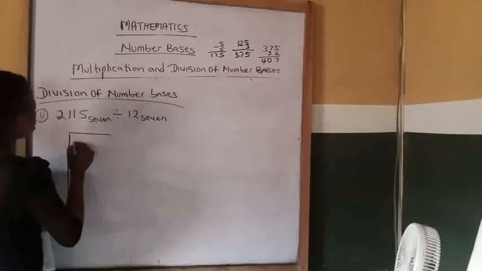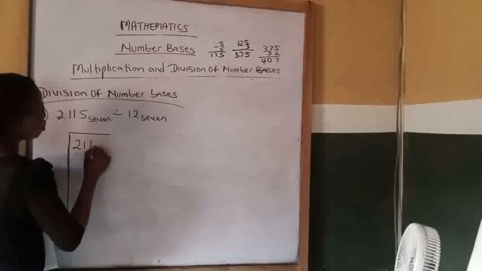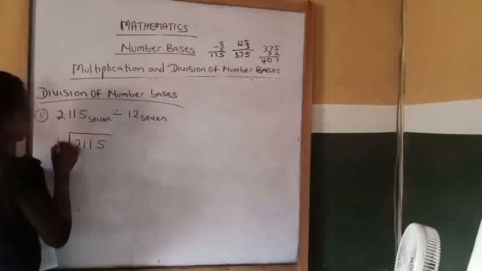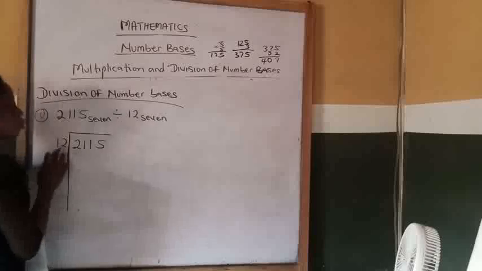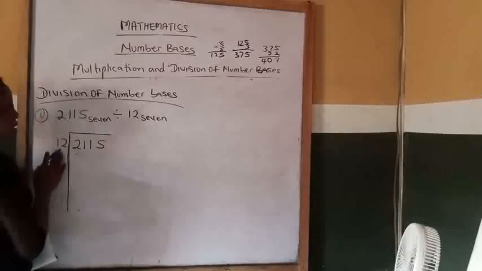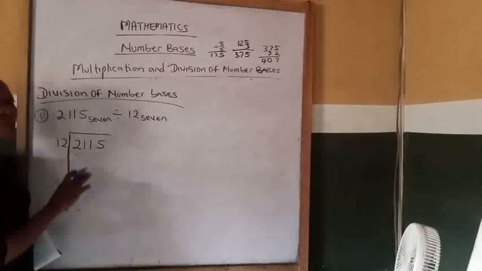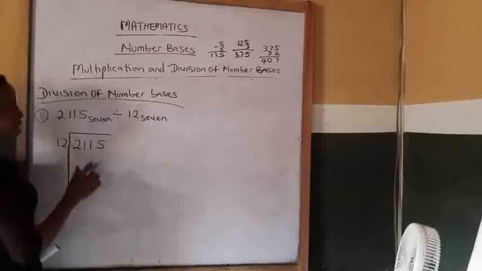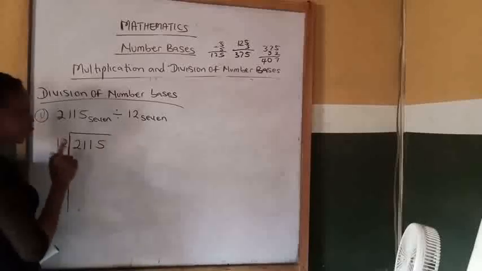So, direct division method: 2115 divided by 12. Don't forget that you make use of your base. You have to be very careful when you are working on direct division of number bases. You don't forget the use of your base.